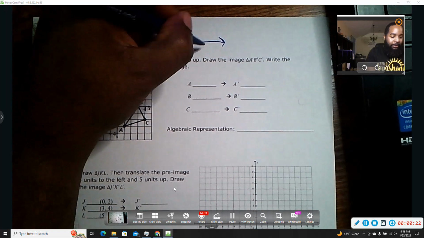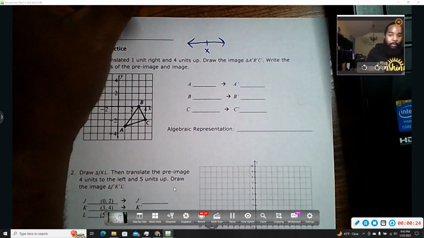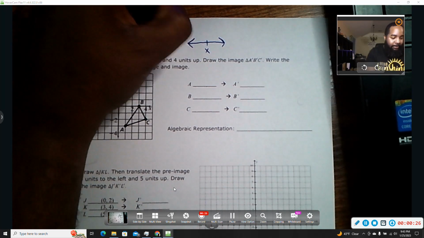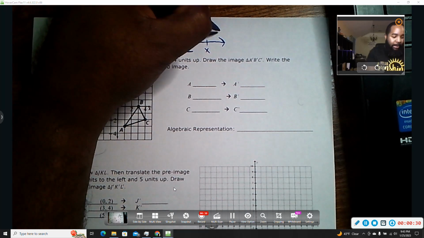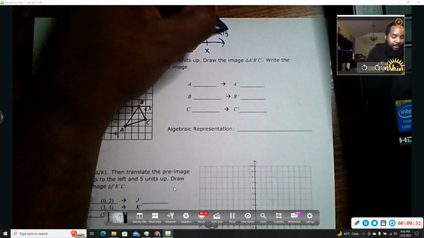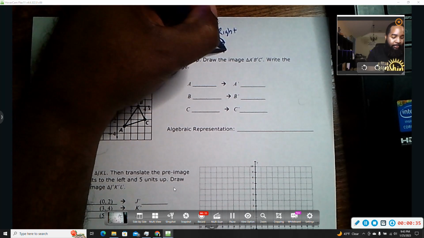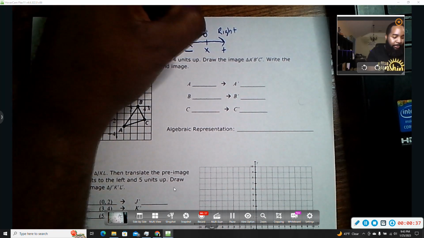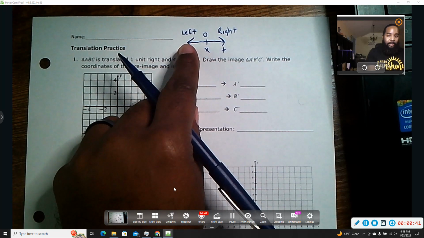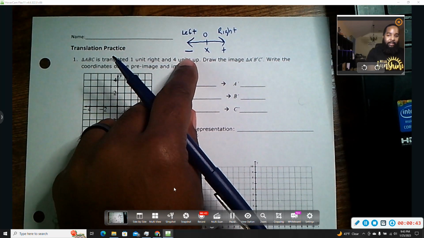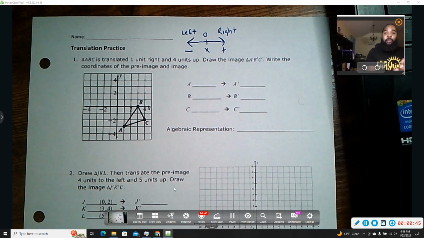So I like to do this in class. For X, we know that left is the negative side and right, the right direction, is positive. Okay? If zero's in the middle, we know that if I'm going right, I'm going positive, and if I'm going left, the sign is negative. This is going to help me with my algebraic rule.